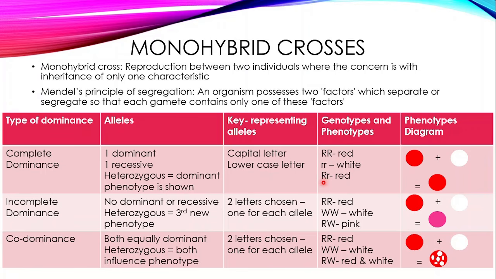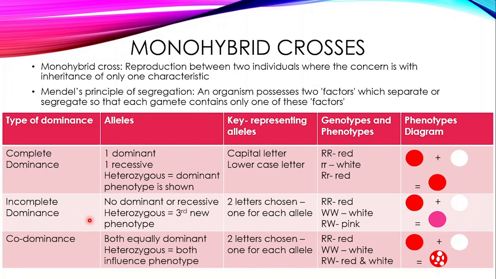And then when we have the heterozygous condition, a big R and a small r, we get red. So we have red plus white to give us red, because this is heterozygous and the dominant allele masks the recessive allele. So it will show up as red because red is the dominant trait. Then we get to incomplete dominance.